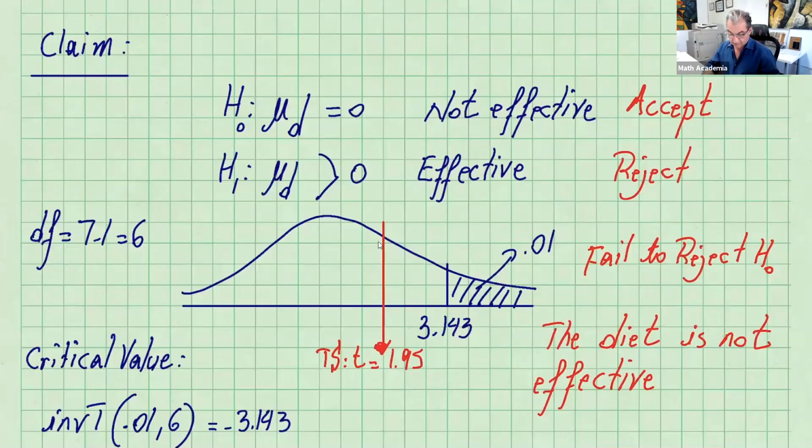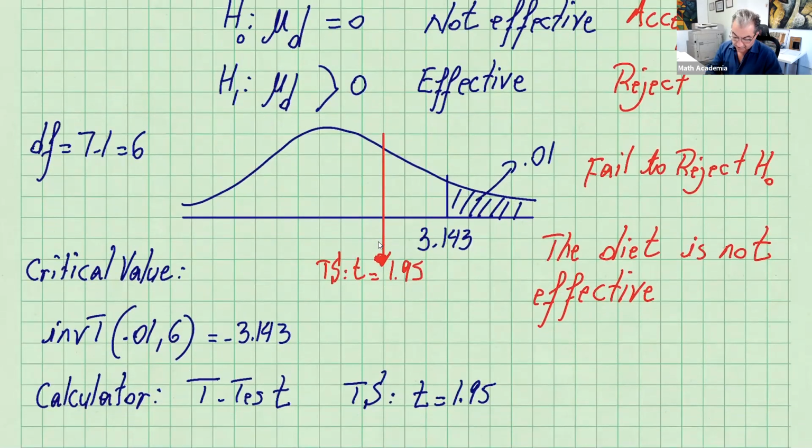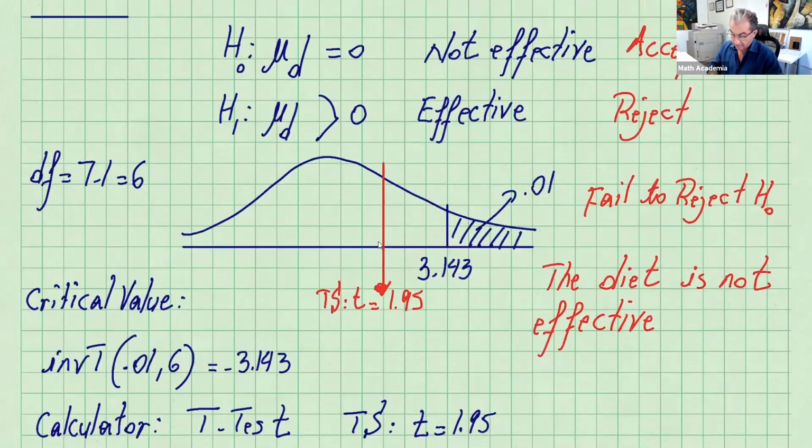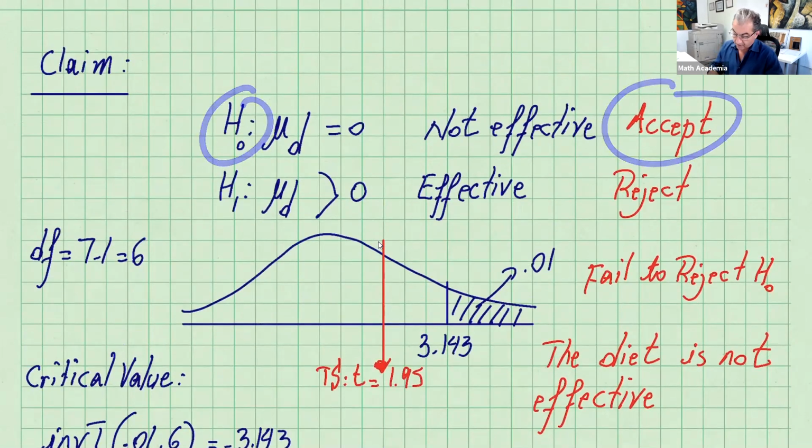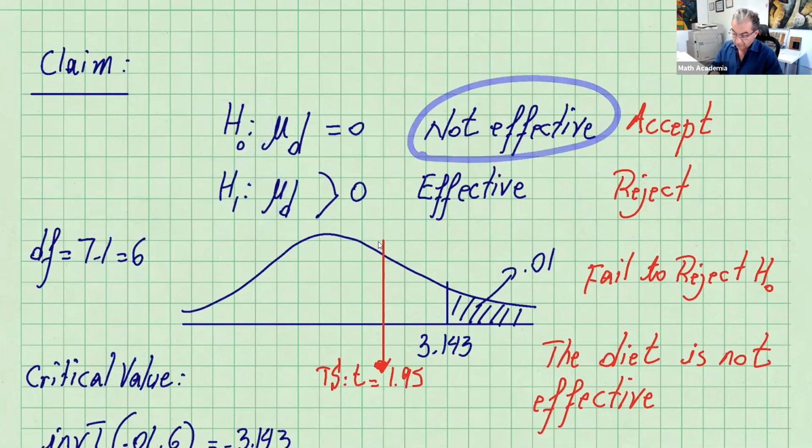So let me stop sharing that. So 1.95 is right here. It's in the non-shaded area. So we fail to reject H0 because it's in the non-shaded area. So we accept H0 and we reject H1. And for H0, it was not effective. So we accept the claim that says it's not effective.